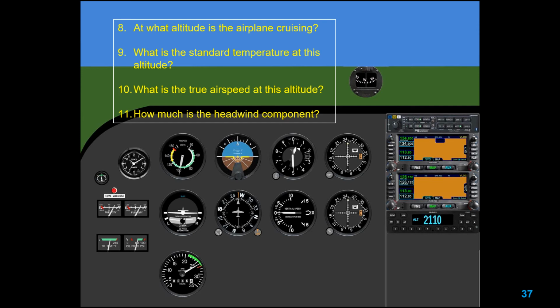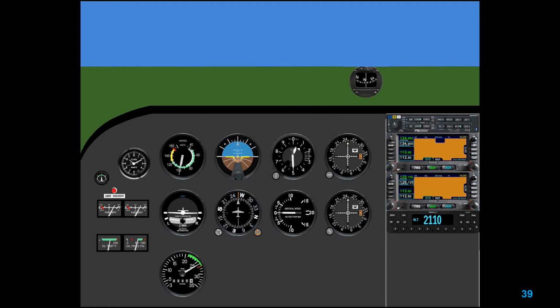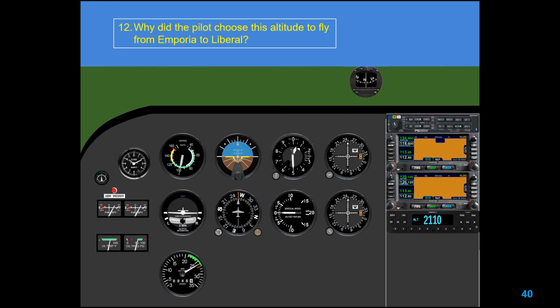After we read these questions, you may want to pause the computer because there are 4 of them on this page, and you'll need to do a little bit of offline work. At what altitude is the airplane cruising? What is the standard temperature at this altitude? What is the true airspeed at this altitude? And how much is the headwind component? Why did the pilot choose this altitude to fly from Emporia to Liberal?